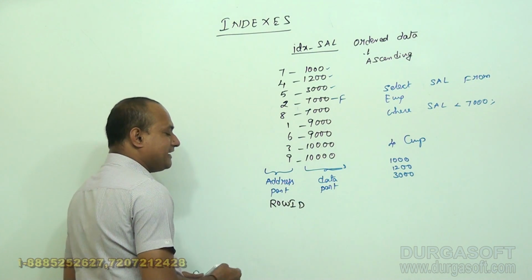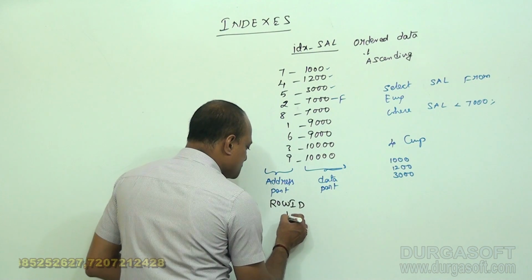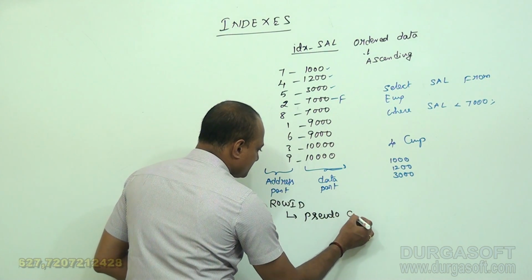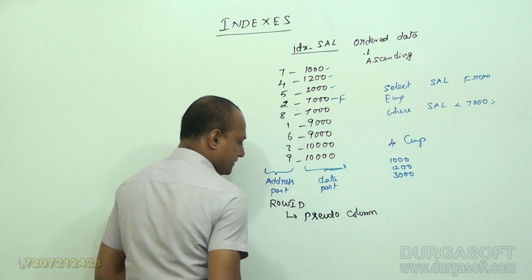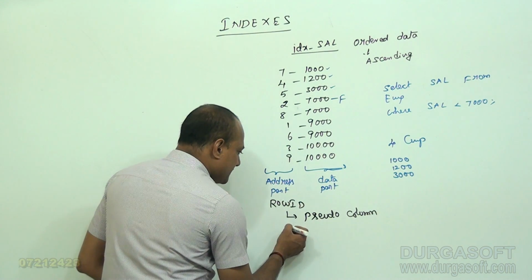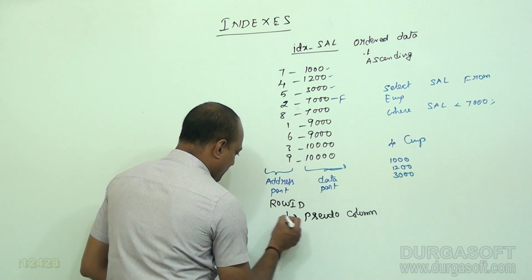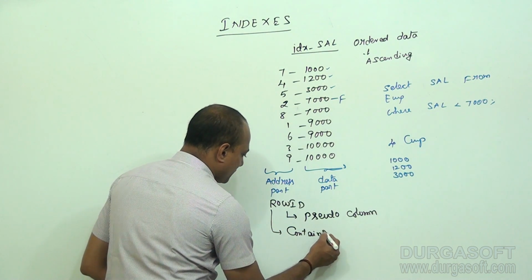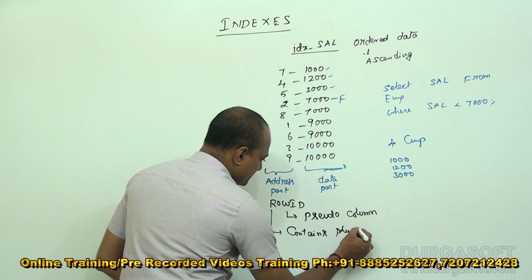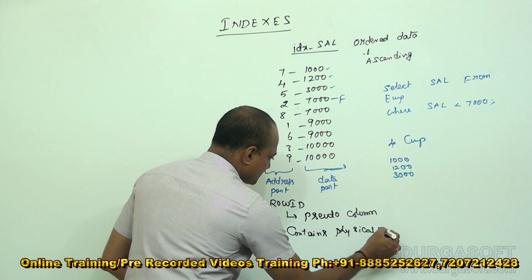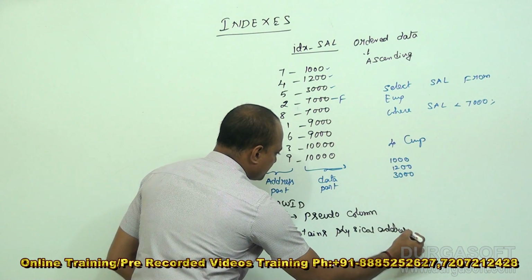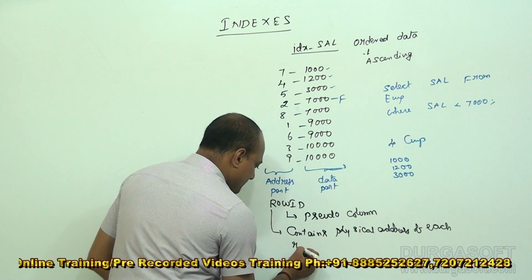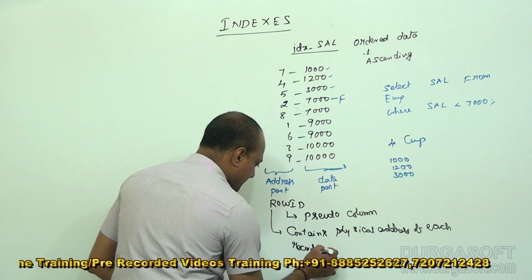So what is row ID? Row ID is a virtual column. We can say it is a pseudo column. What does it contain? The physical address of each record. Remember this: based on this only, the values are fetched from the tables.